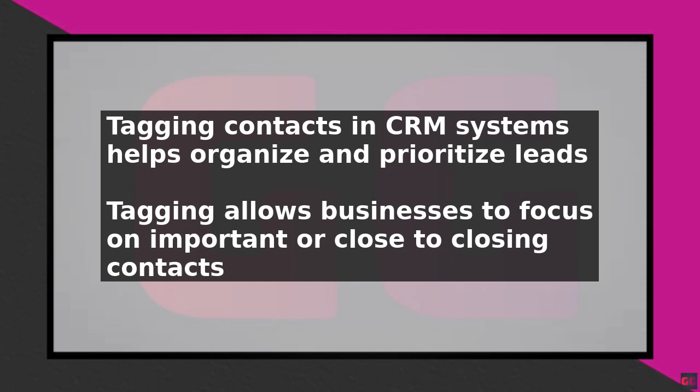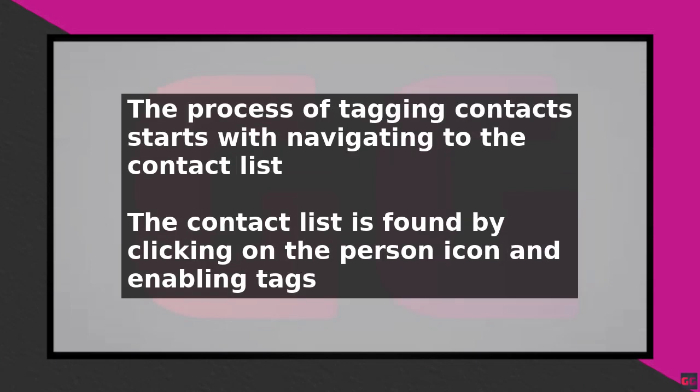To begin, navigate to the contact list, which can be found by clicking on the person icon. Once you have accessed the list, you will see a Tags option at the top, which may need to be enabled by clicking on the column button and selecting Tag from the drop-down menu.